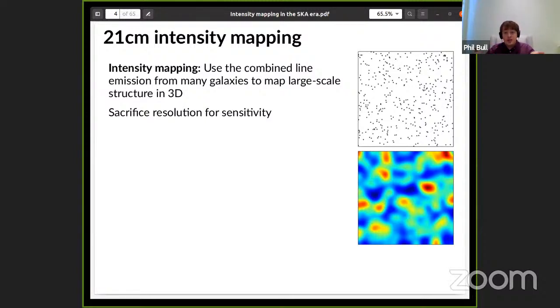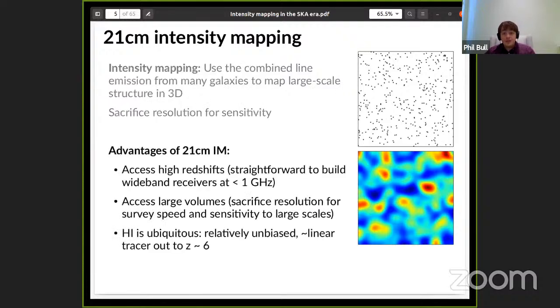It can't, in the way we normally deploy it, resolve individual galaxies. Instead, it collects light from many, many galaxies. You can imagine each pixel of your image containing many galaxies. It adds up all the brightness from those galaxies in each pixel. That makes it easier to detect the emission in that pixel. There's more emission. And it allows you to map out the large scale structure, like in this plot at the bottom of the slide here, but without having to go through this painstaking and expensive process of looking for individual galaxies. So here are some advantages of doing this with 21 centimeter intensity mapping.